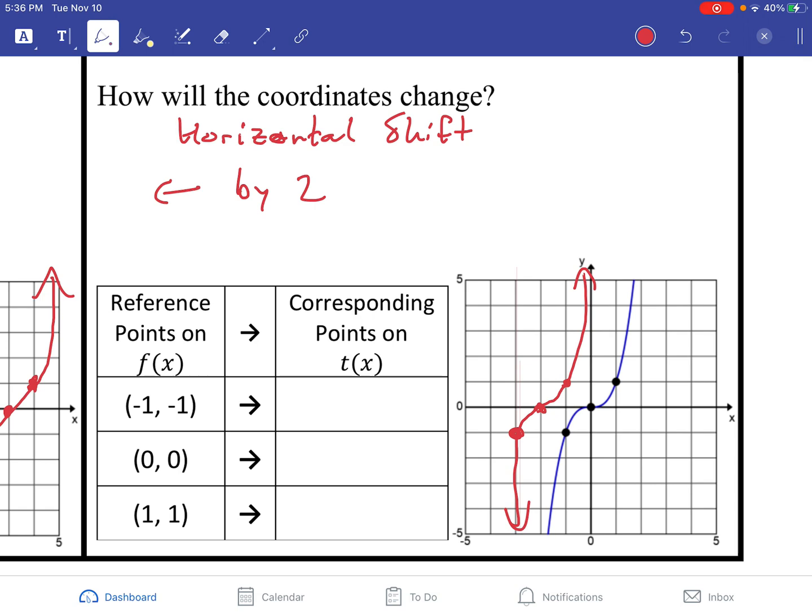Now we can do the points. I'm subtracting 2 from all the x values, so -1 minus 2 is -3, comma, -1, -2, comma, 0, and -1, comma, 0. And all these points correspond to the points that I've already put on the graph.